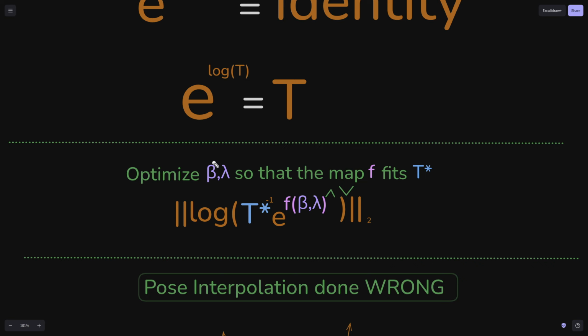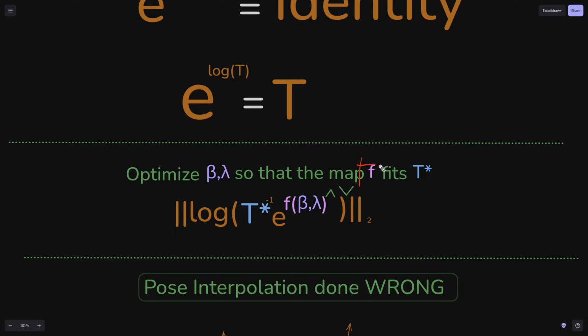Then, let's say that we want to utilize Lie groups and Lie algebras, and this is tied to the example that I showed of the exponential of the 0. Let's say that we want to optimize beta and lambda. This can be the intrinsics, extrinsics, some refinement of whatever you want of the sensors. It doesn't matter, beta and lambda. I want to map this F to fit this T star. So we have a data set on beta and lambda and T star, which is our target transformation.